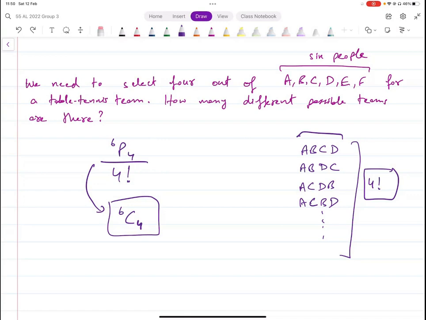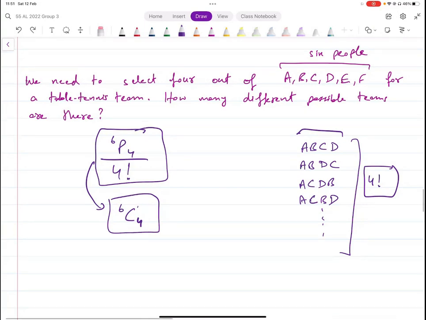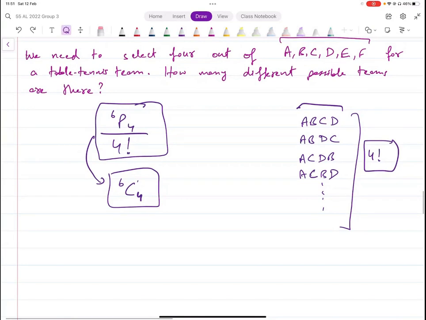Aapne jo pehle permutations humne dekha tha, usme arrangements kyunki bahut the, four factorial times aapko har team count ho rahi thi. To get back to only count one such combination as one single team, aapne usko kya kiya, four factorial se divide kar diya. Ye jo aapke paas ye pura expression hai, isko hum likh sakte hain 6C4. Okay, now that was just the background. What do you do in this case?